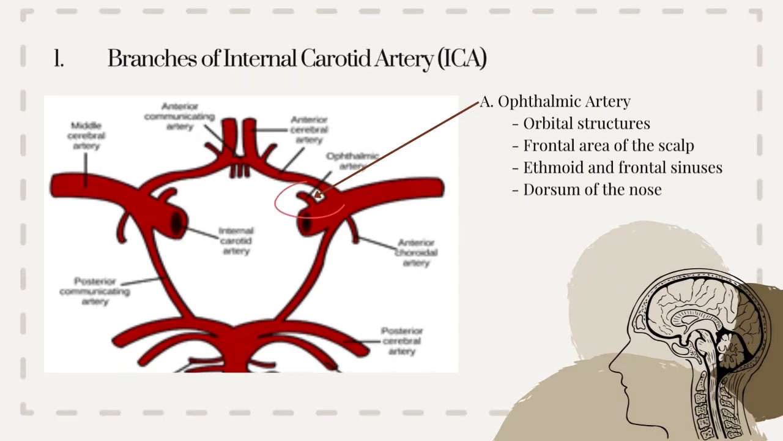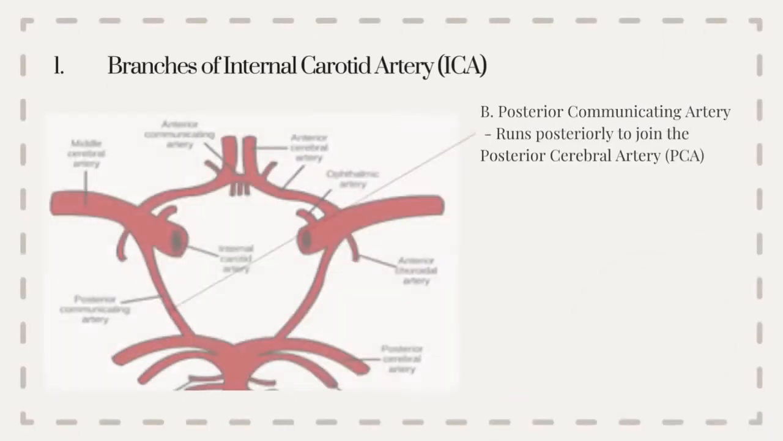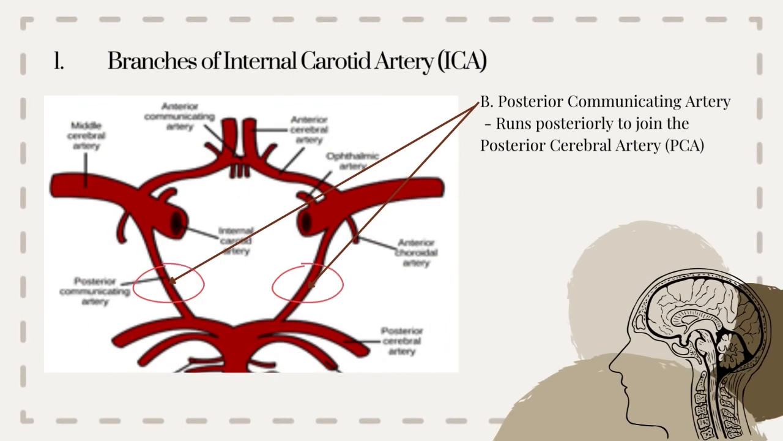So basically, it supplies blood to the orbital structures, the frontal area of the scalp, ethmoid and frontal sinuses, and the dorsum of the nose. Then you have your posterior communicating artery. It runs posteriorly above the oculomotor nerve to join the posterior cerebral artery. So your posterior communicating artery connects the posterior cerebral artery.